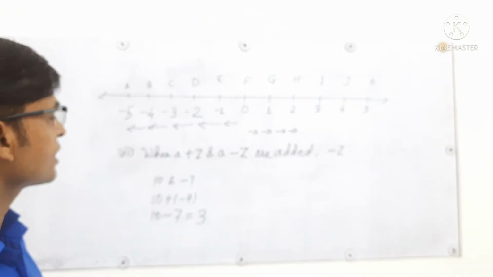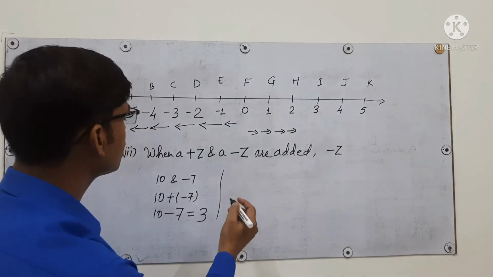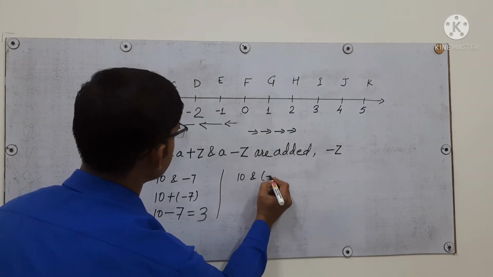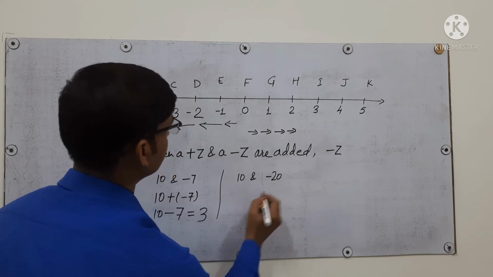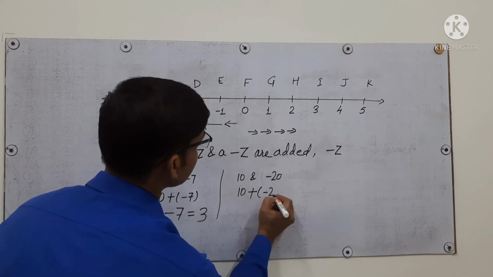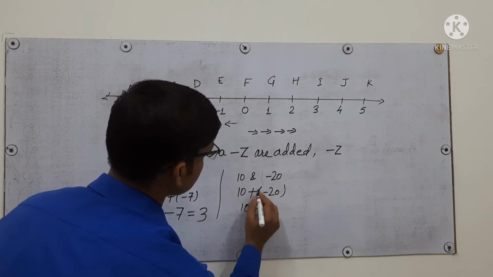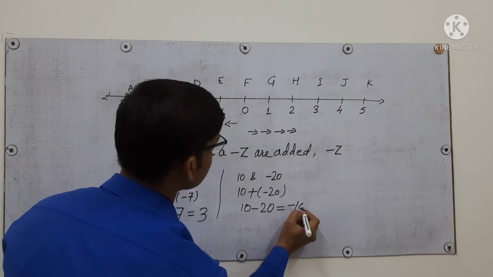So let's see another example. Now suppose in a different situation, here it is 10 and the other negative integer is minus 20. Now we will add it again, 10 plus minus 20. So what comes? 10 plus minus will be minus, and this will be 20. So the answer will be minus 10.